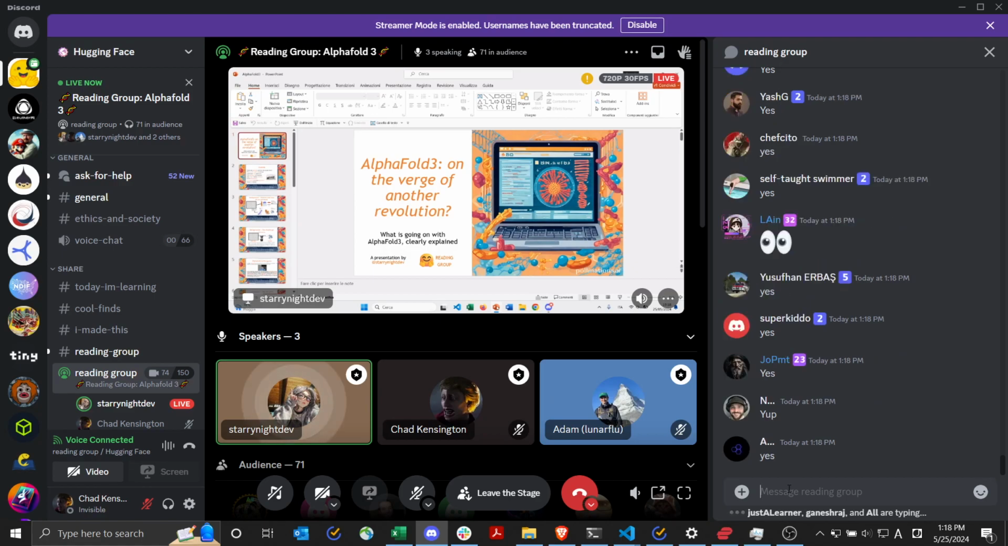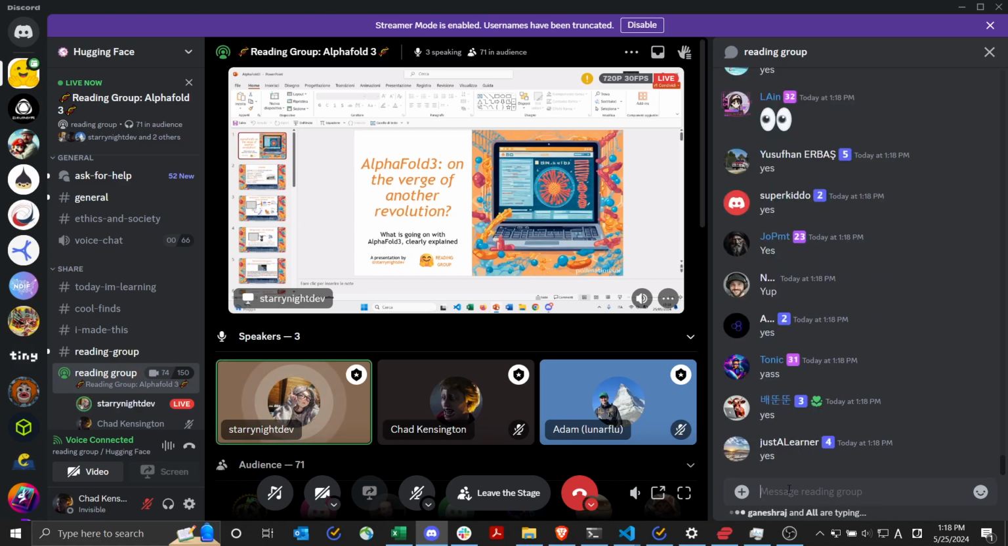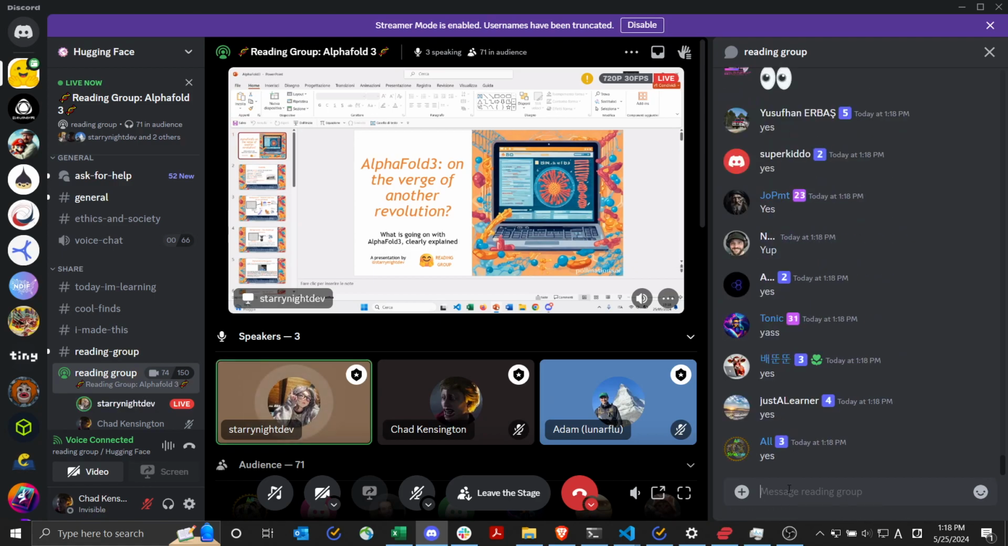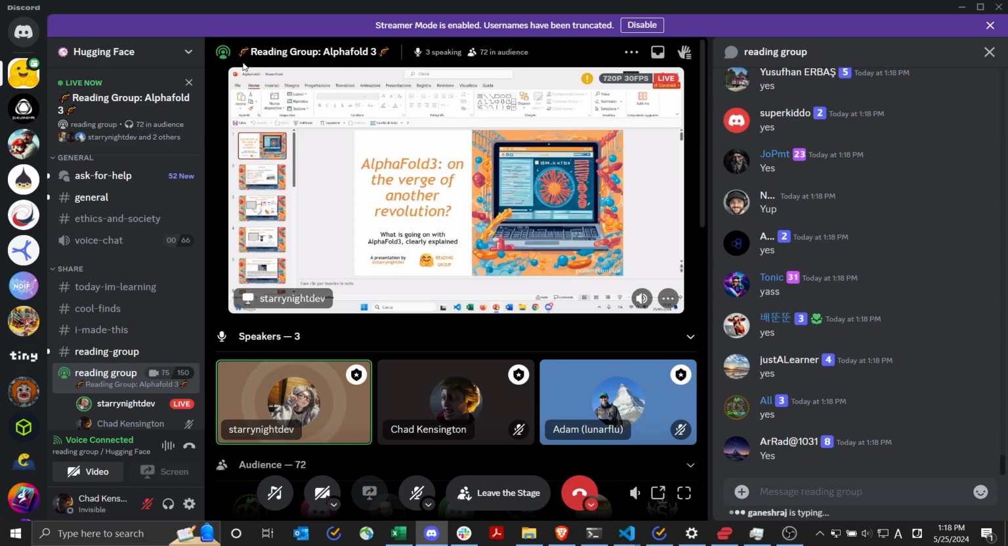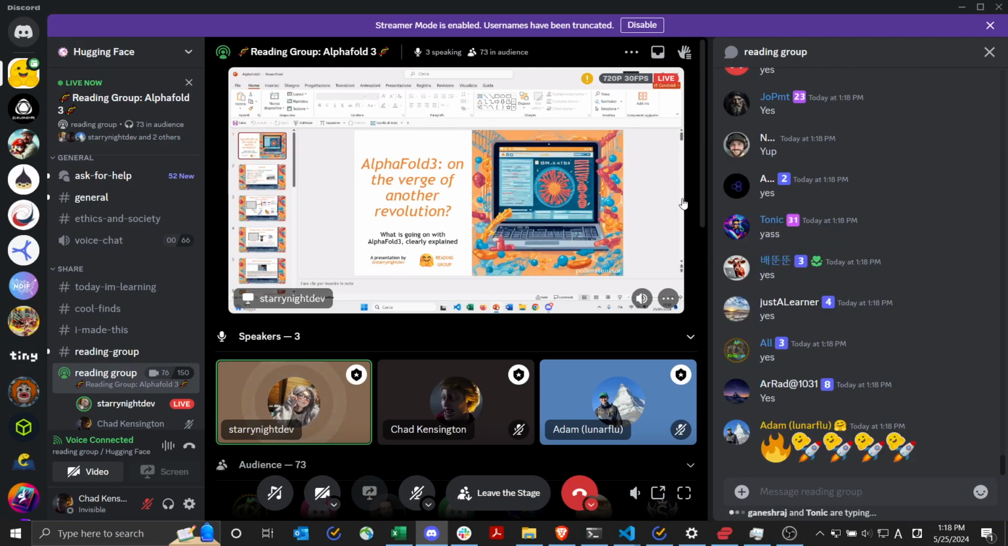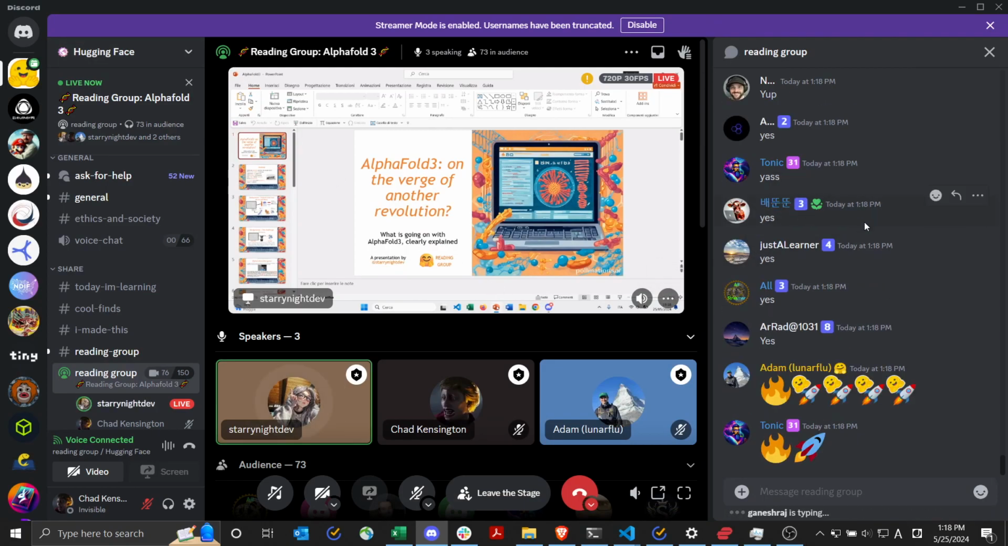Okay, perfect. So, as I was saying earlier, this is a presentation about AlphaFold, especially AlphaFold 3. We will not go into too many technical details. This is perfect, I would say, for starters and maybe newbies in the field.